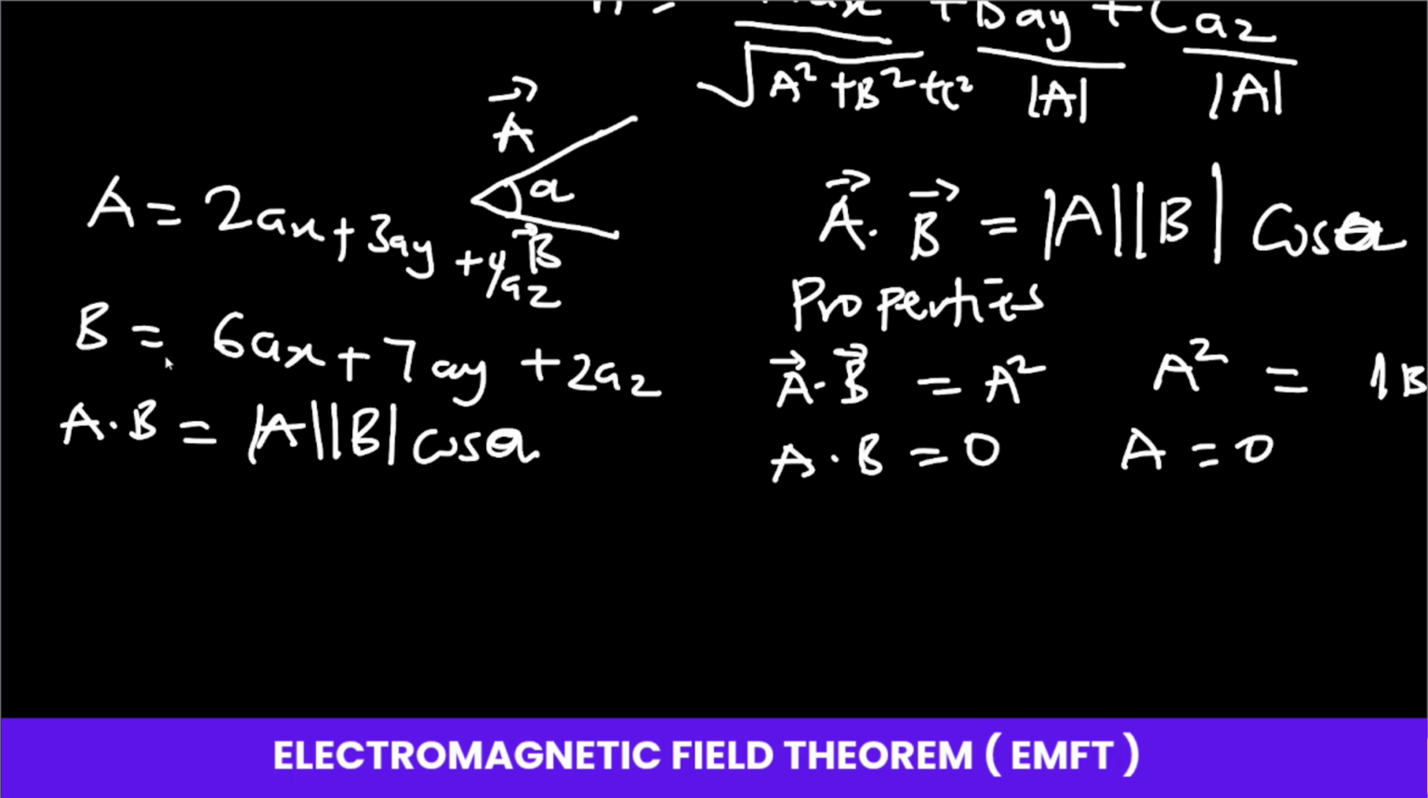Now, if you want to find A dot B, let's look for A dot B alone. One functionality of this dot product is that it helps us to find the angle between two vectors. So if we want to find the angle, cosine angle alpha is equal to A dot B divided by the magnitude of A and the magnitude of B. Okay, so let's do this question together.